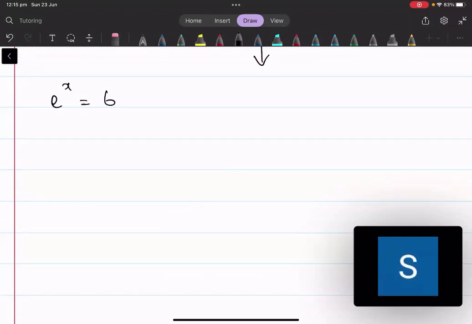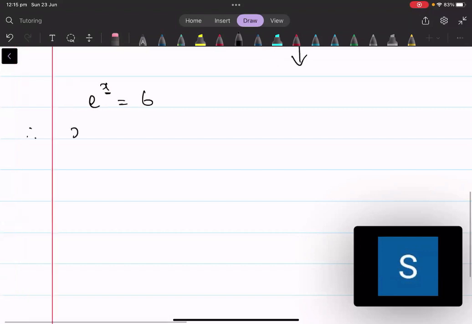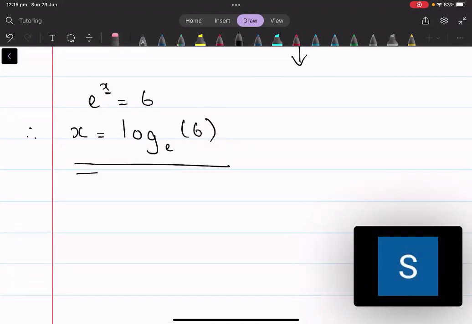Now, this is where we need to recall our understanding of logarithms. In order to undo an exponential, when you have a variable in your exponent, the way you undo that, just like you would divide in order to undo a multiplication, is to take the log base e of both sides. So in that case, x just becomes log base e of 6. And this is the answer that we are looking for.